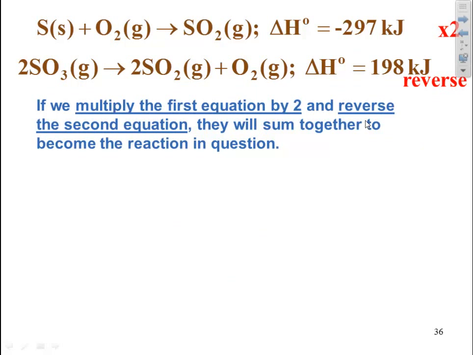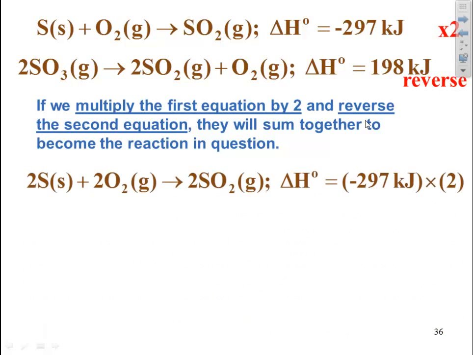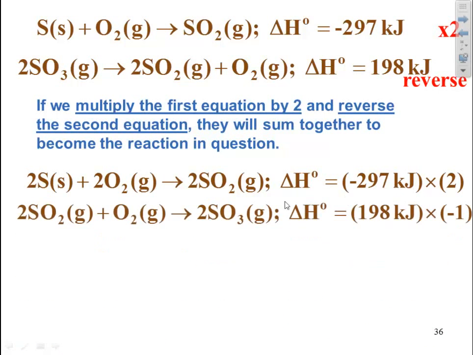So if we multiply the first equation by 2 and reverse the second equation, hopefully they will sum up together and give me the reaction in question. So the first one, I multiplied sulfur solid by 2, the oxygen by 2, the SO2 by 2, and my delta H by 2. I've taken the second equation and flipped it. Now I have 2 SO2s, O2 on the reactant side and 2 SO3s on my product side. Since I did that, I changed the sign on my delta H and multiplied it by -1.